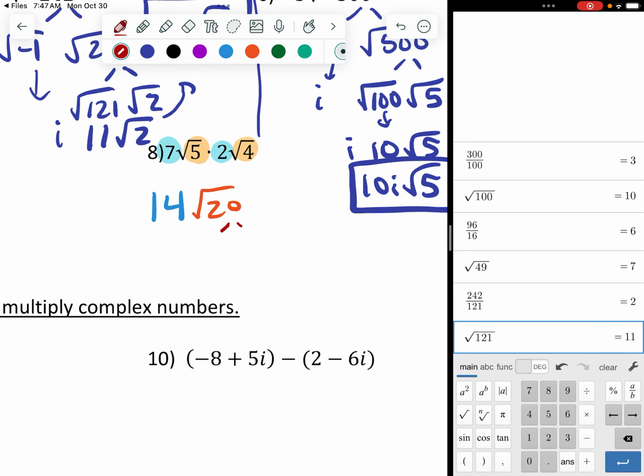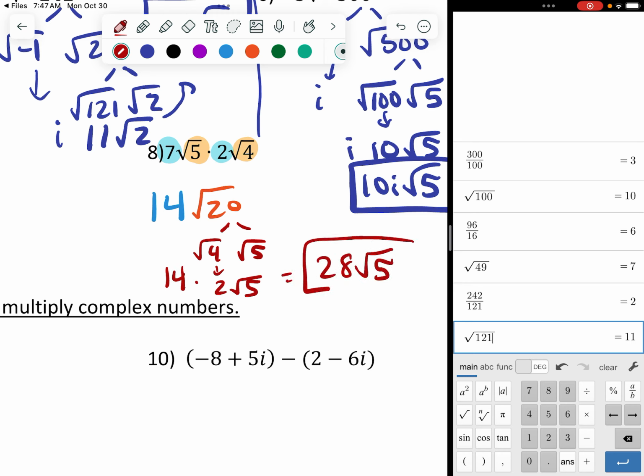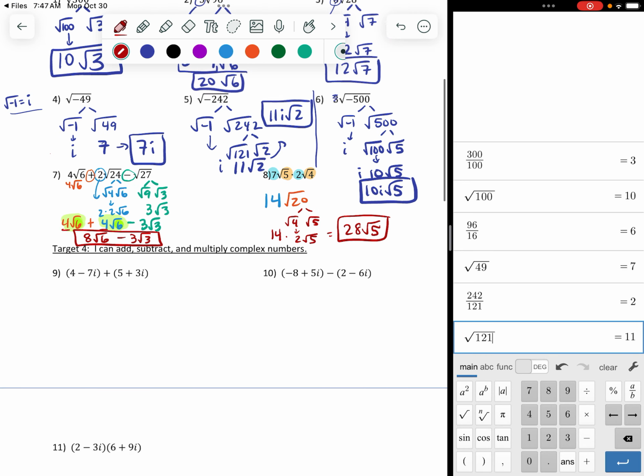So my root, there's a perfect square that goes into 20, it's 4. Square root of 4 is 2, but I still have that 14 on the outside, so I end up with 28 root 5. Okay, so adding and subtracting versus multiplying, those have different rules.